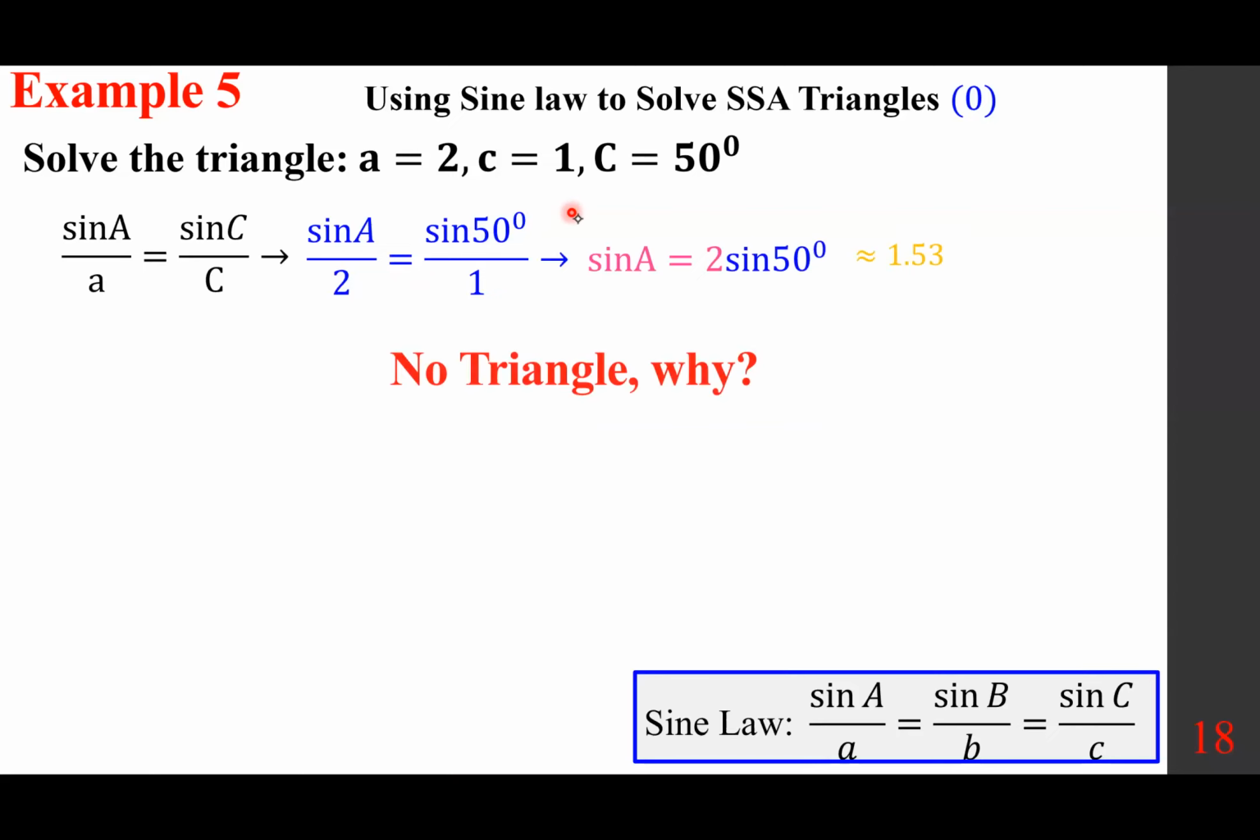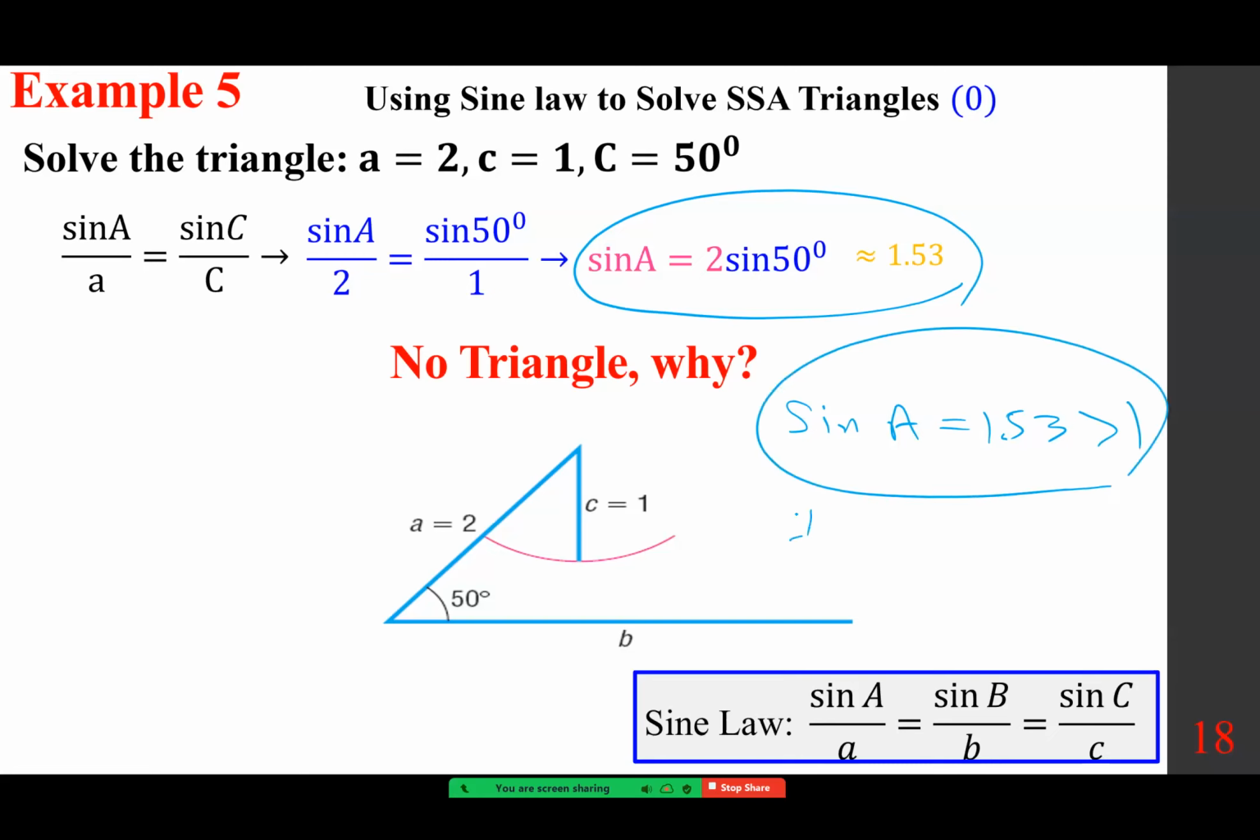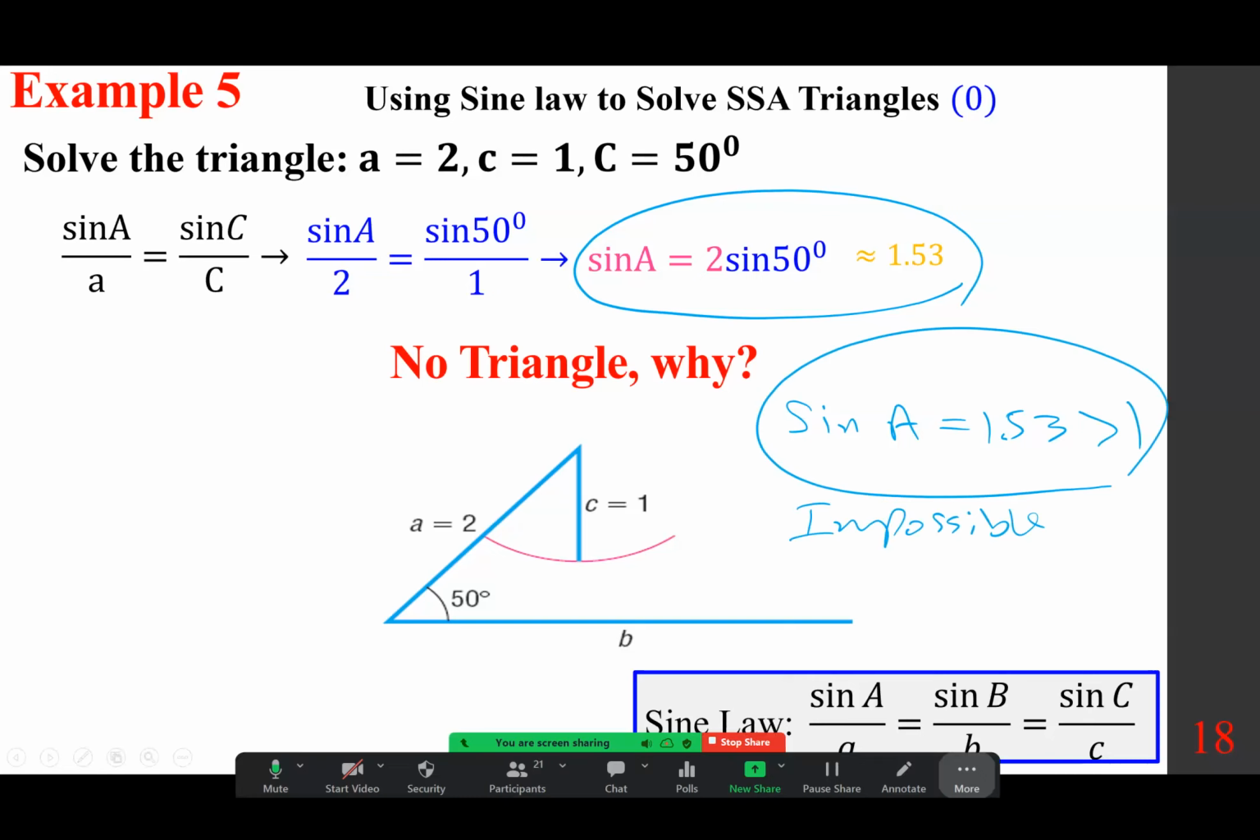There is no triangle. Why not? Because sine can't be larger than 1, and it ends up with a case like this. Right? Sine is between -1 and 1, so there are no solutions. There is no triangle. So we looked at all cases: one solution, two solutions, and none.